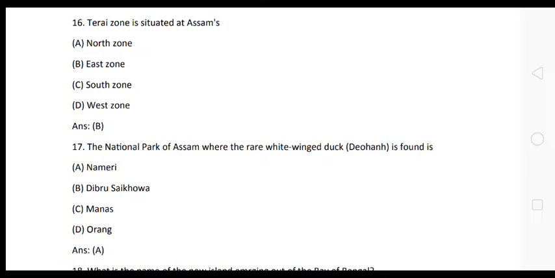The next question is: Terai zone is situated at Assam's? The correct answer is B, East zone. Very important question.